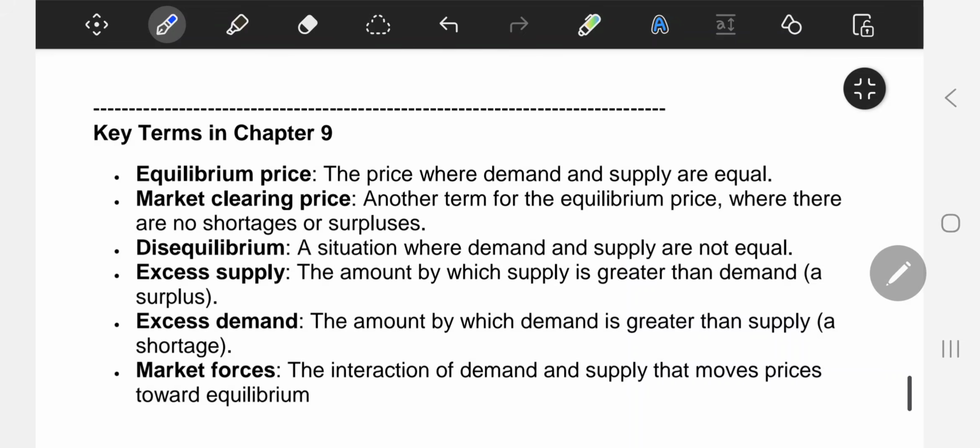Okay, now let's finish this. This is chapter 9, the key terms that we covered so far in chapter 9. We have the equilibrium price, where demand and supply are equal. We have the market clearing price, another name for equilibrium price, where there is no shortage and no surplus. We have the term disequilibrium, where demand and supply are not equal, so excess supply and excess demand are examples of that. Excess supply is where there's more supply than demand, and excess demand is where demand is greater than supply. And then we have the market forces, which are the interaction between demand and supply.